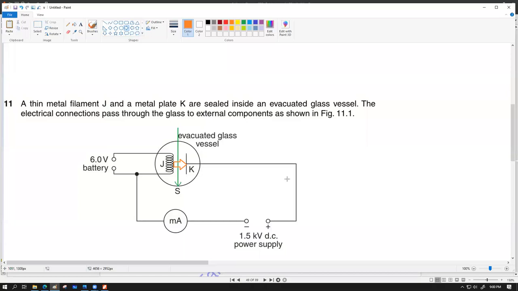So the conventional current that we can consider for these electrons which are jumping through this gap should be considered in the other way. Do you agree on this information? Yes, sir. Everyone, try to understand. Yes, sir. So flowing this way.